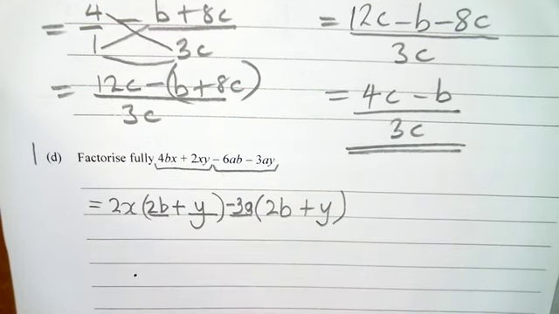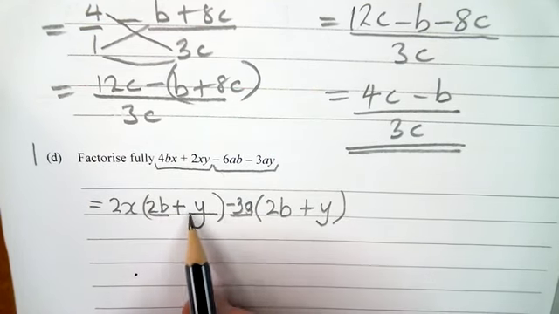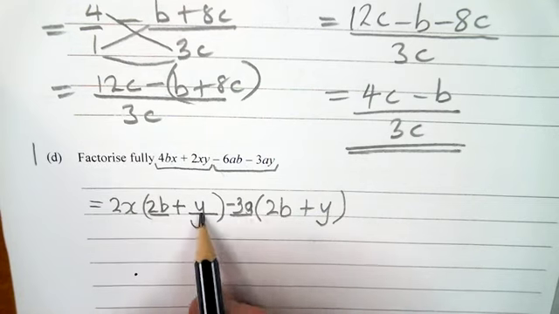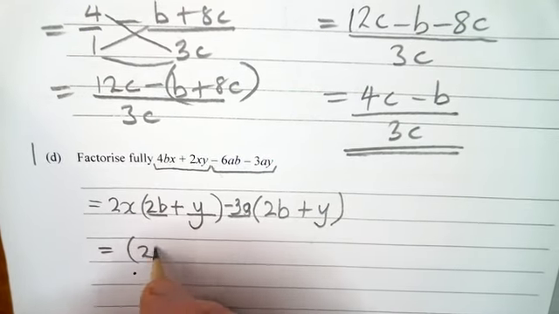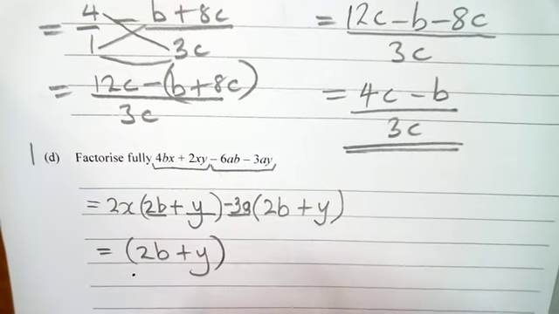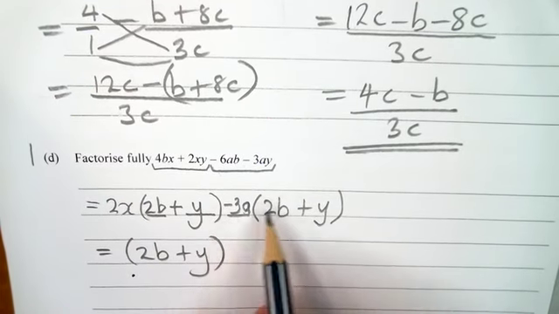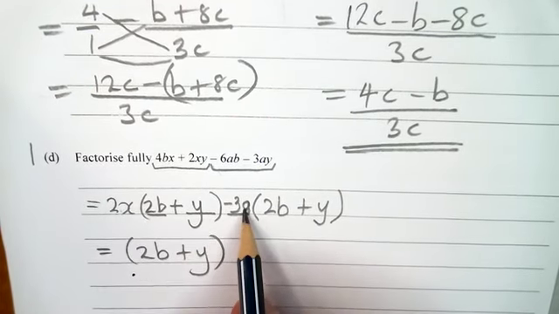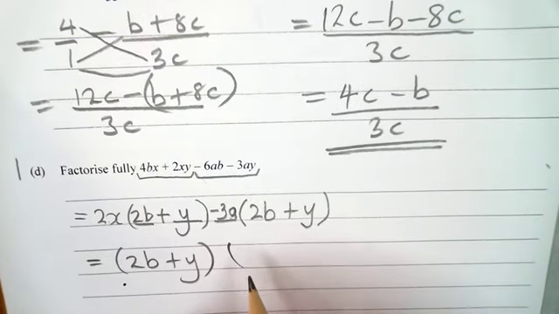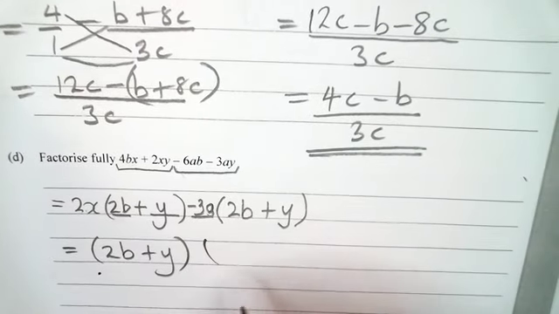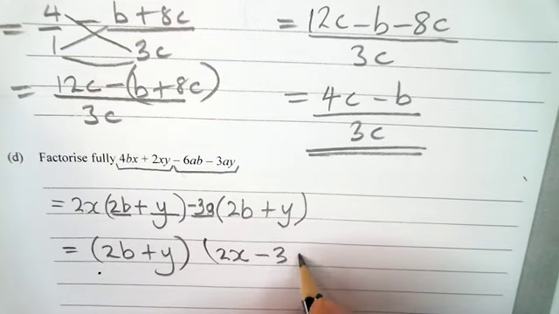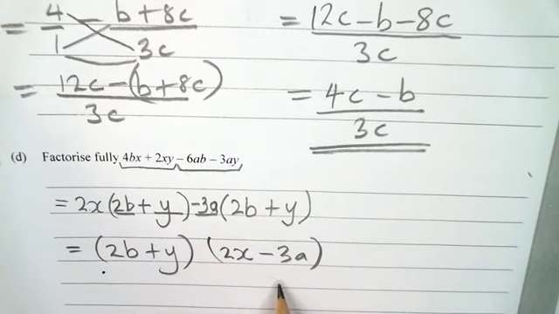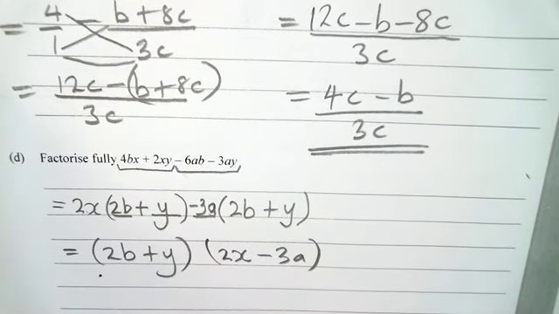Now we've got our answer. So notice we've got something common to both, so that's the first thing. 2b plus y is common to both, so that is a factor. So I'm going to put 2b plus y. And the thing that is common to both of those is this thing and this thing, which is our second factor. That's meant to be a bracket, by the way, which is 2x minus 3a. And that is our factorization. Hopefully that makes sense.